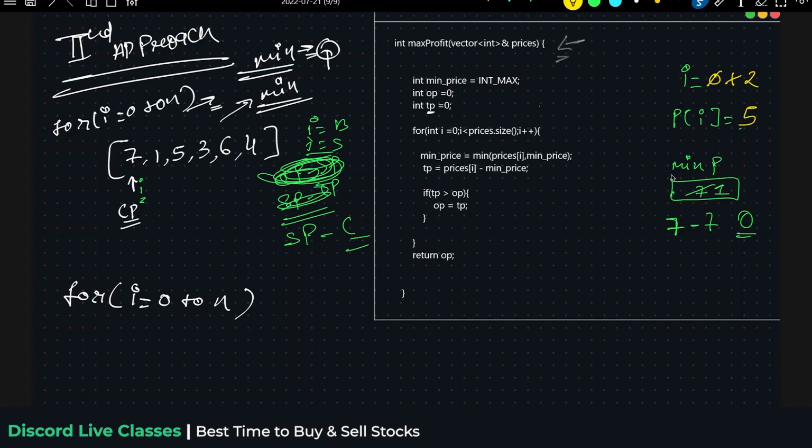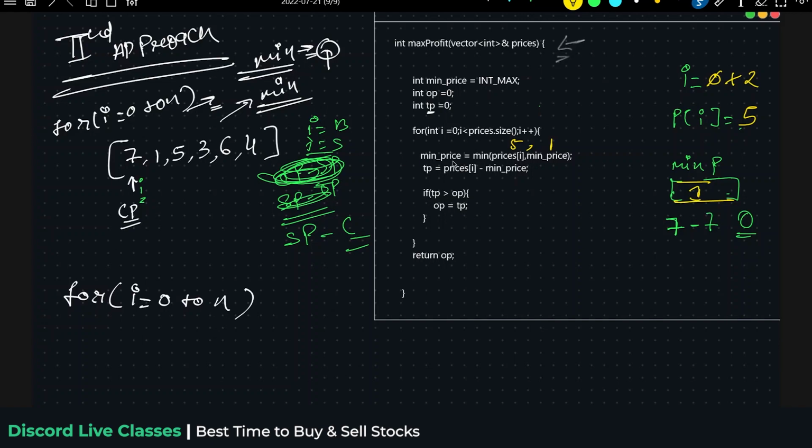5. Minimum price, how much? Minimum price is currently 1. Why? Listen, prices of I is how much? 5. 5 comma 1. Which one is minimum? Of course 1 is minimum. So 1 will be assigned to the minimum price variable, and here 1 stays.